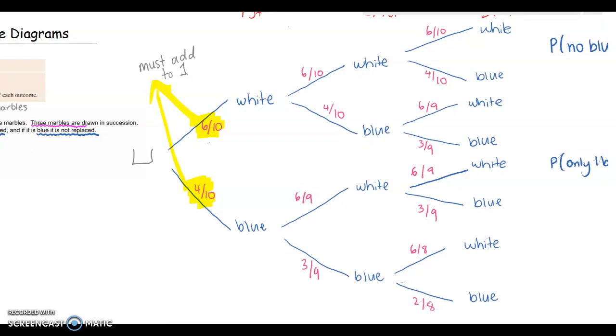So if you have a look, if we drew a white marble first in our first draw, then our second draw would still have 10 marbles in our container because we have put the white one back. So we've still got 6 white, and we would still then have 4 blue. So we'd have 6 out of 10 and 4 out of 10 here on our tree arms.